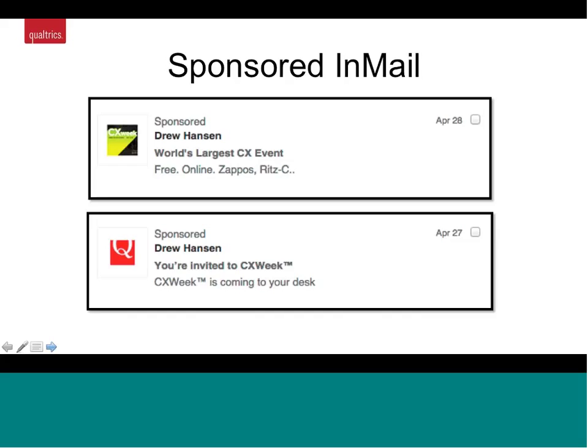We tested a few different things. We tried it with the Qualtrics branding. We tried it with the CX Week branding. We tried mentioning the different companies that would be presenting, like the Zappos, the Ritz-Carlton. We tried the angle of, hey, this is coming to your desk, so you don't have to go anywhere. And that's really important for us because of the testing that we did, we were able to drive down our cost per registration for this event. So it was really, really good for us. So some of the things that we like to test, as I mentioned, were the different images, subject lines, the different messaging.